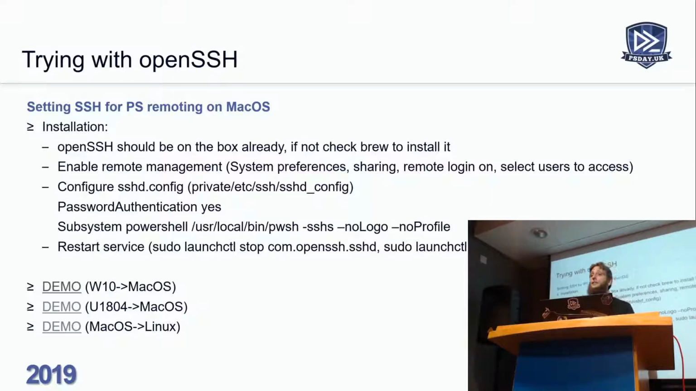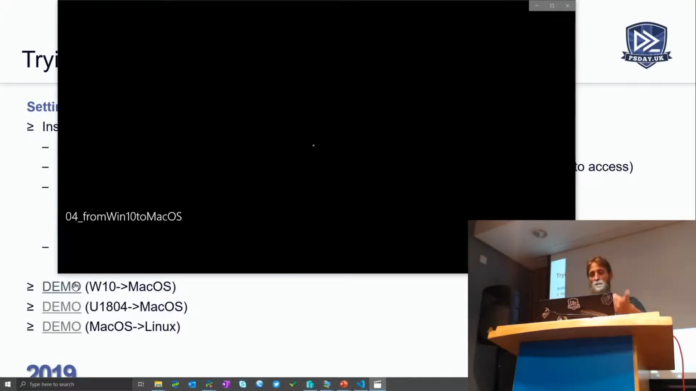Configuring the sshd config, the same thing as you would have to do in Ubuntu, setting password authentication to yes, and registering the subsystem for it to be available. Restart the service, and then you should be good to go. Let's see. First demo, Windows 10 to macOS via SSH.